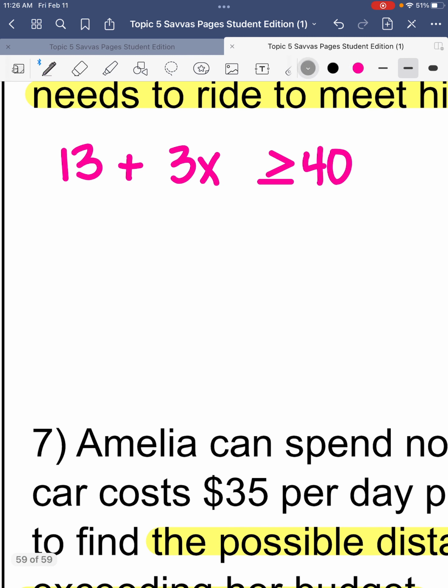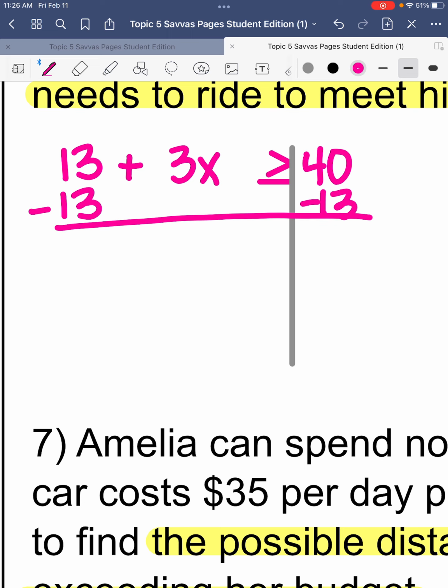Now this should look like an inequality that you know how to solve. So we're going to draw our line through our inequality symbol. And the first thing I need to undo is what's farther away from the x, which is that 13. Is that a positive 13 or a negative 13? It's a positive 13. So I'm going to undo it by subtracting 13 on both sides. Okay, so on the side with the x, the 13s cancel out and I'm left with 3x. There was no reason for my sign to change, so it's still greater than or equal to. And 40 minus 13 is 27.